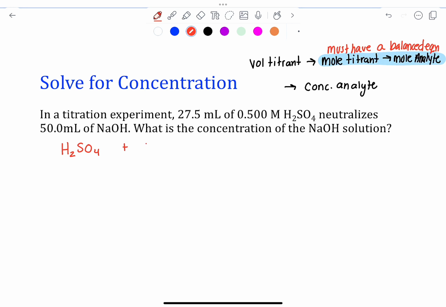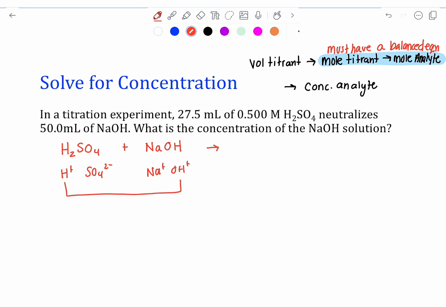reacting with NaOH, and we're going to create out of that, well, we know it's a double replacement reaction, so we really have H plus, SO4 2 minus, Na plus, OH minus. So we're going to have the H plus and the OH minus. That should be a minus, not a plus. There we go. We know we're going to combine those together, and then we're going to combine the Na and the SO4. So we get H and OH minus, that's H2O, that's water.